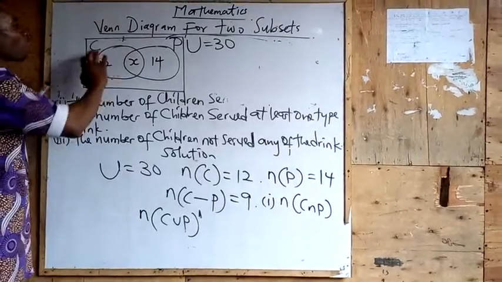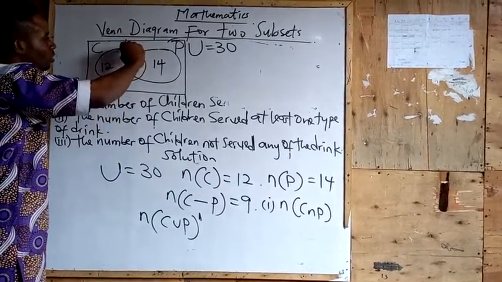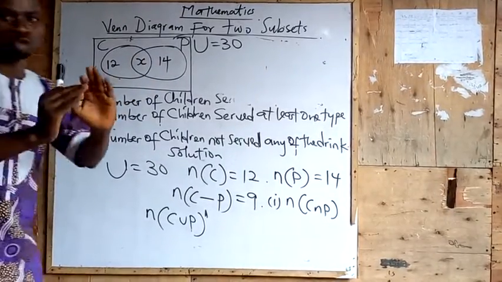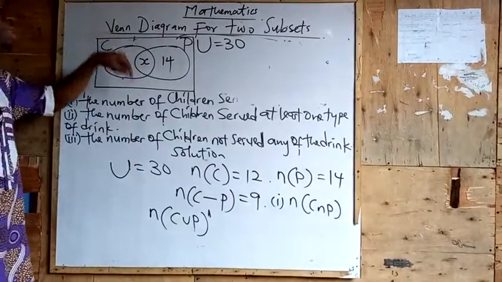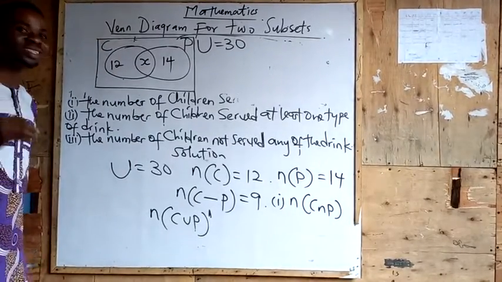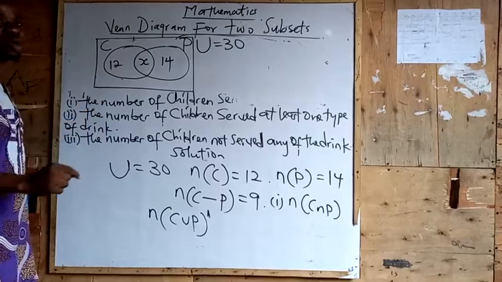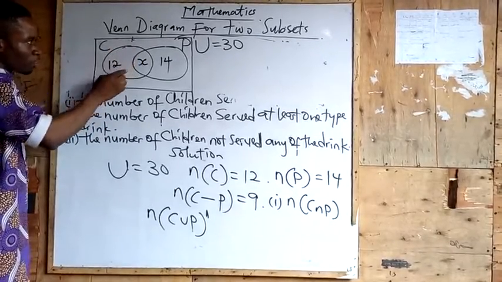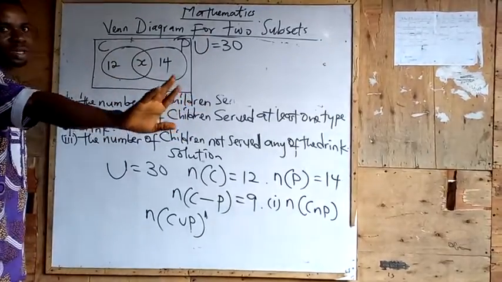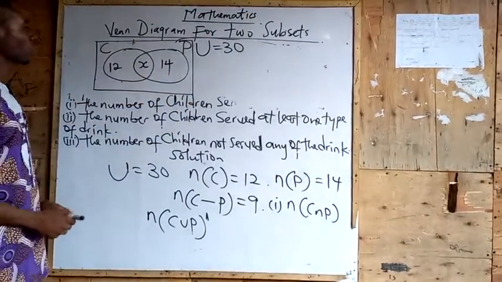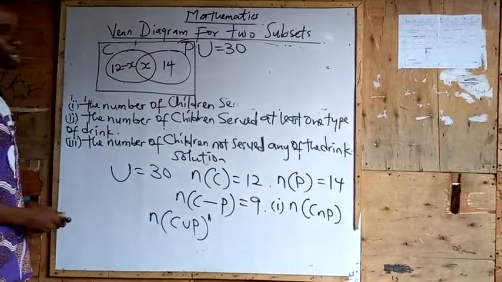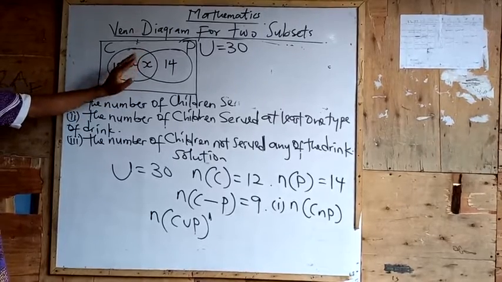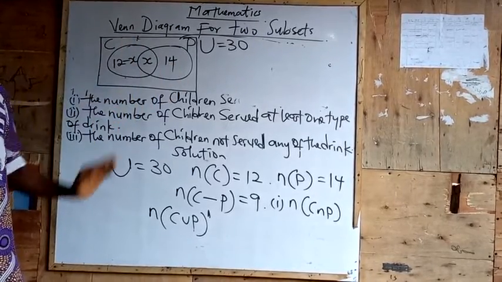If I want Coca-Cola only, I have to subtract the side of Coca-Cola that enters Pepsi, so as to have Coca-Cola only. I am talking about this place: every part of Coca-Cola, and I remove the side that has entered Pepsi. So I do 12 minus X. When I put minus X, that means I have removed the part of Coca-Cola that enters Pepsi.